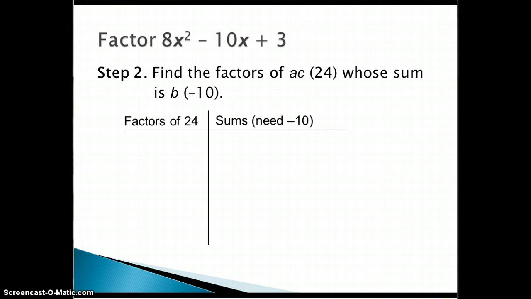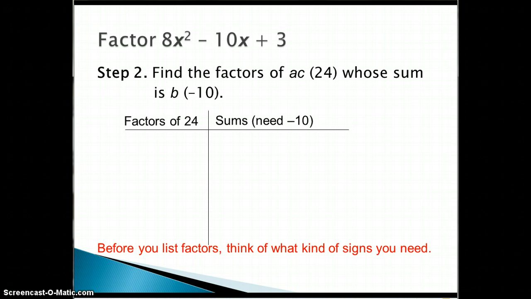So think about the signs. If they need to multiply to give you a positive number, that means they both have to be either positive or both negative. Which of those would give us a negative sum? Right, they would both have to be negative to get a negative sum. So we're going to make both factors negative, and we'll start with 1 and 24.